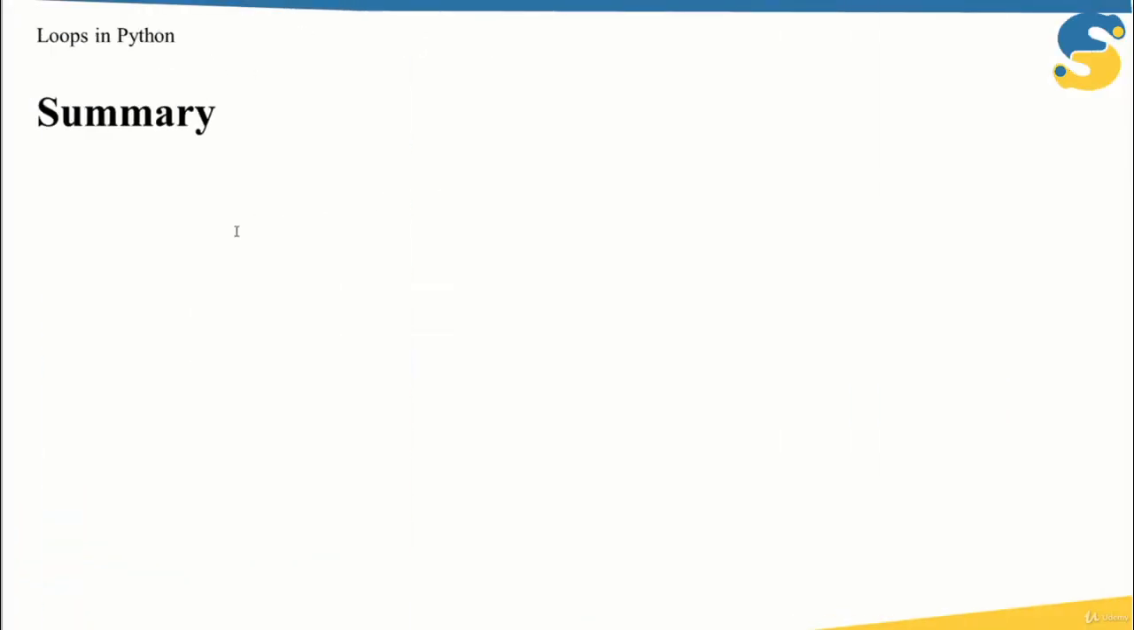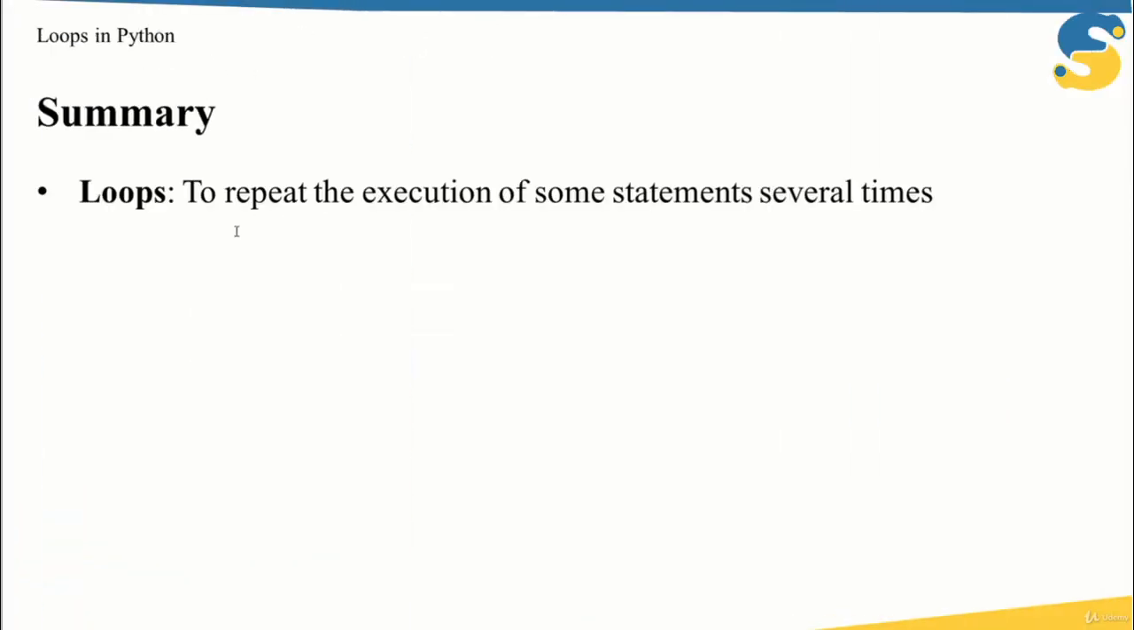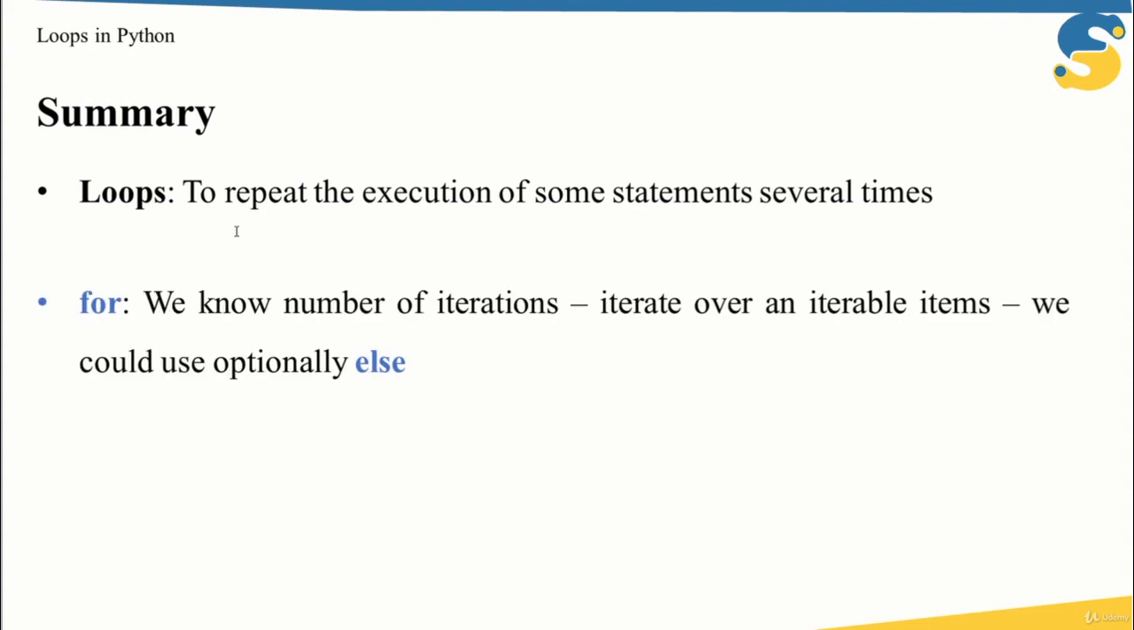Now let's recap what we have learned in this lecture. First of all, we see that loops are mainly used to repeat the execution of some statements several times without the need to write these statements more than one time. We have two types of loop. The first one is for, and mainly we use for when we know the number of iterations or when we want to iterate over iterable items. And don't forget that optionally we can use else with for if we need it.